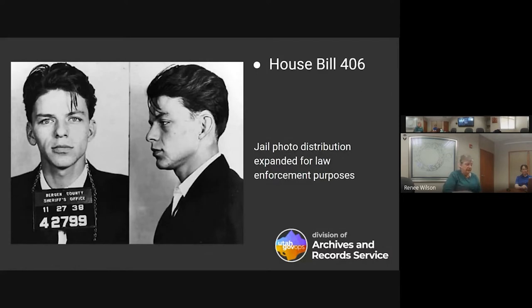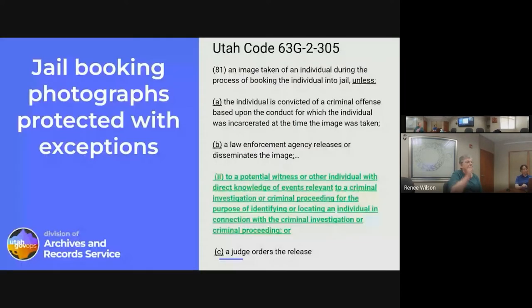So this year, this has been expanded to include an additional reason. Law enforcement may release the photo to a potential witness or other individual with direct knowledge of events relevant to the criminal investigation or criminal proceeding for the purpose of locating an individual in connection with the criminal investigation or the criminal proceeding. So this basically expands the reasons that law enforcement agencies can release a photo if in the process of doing a criminal investigation, they can release it to individuals who might be able to identify a suspect.